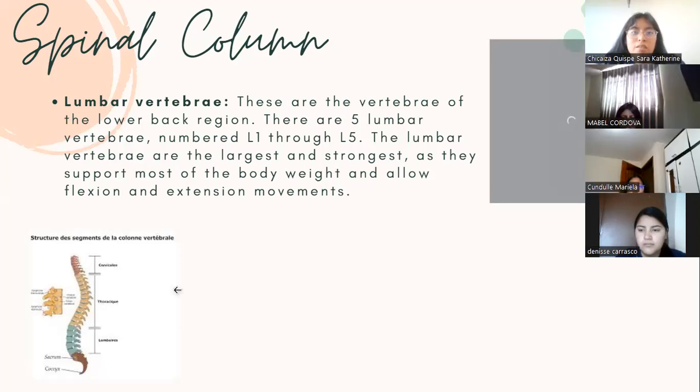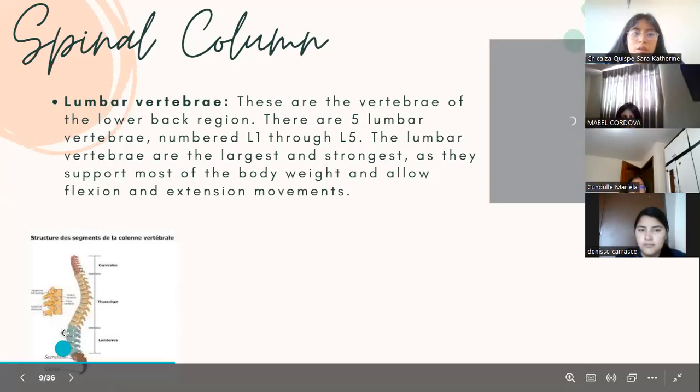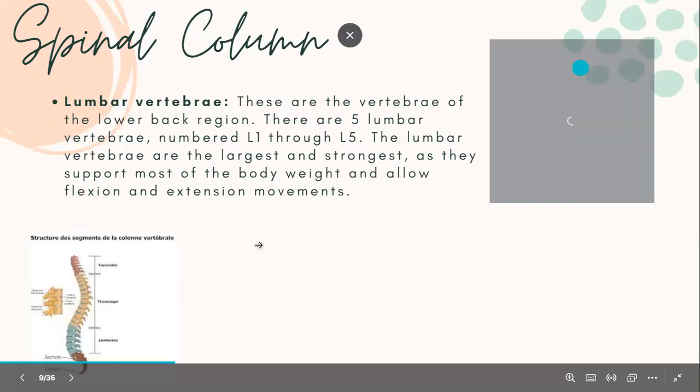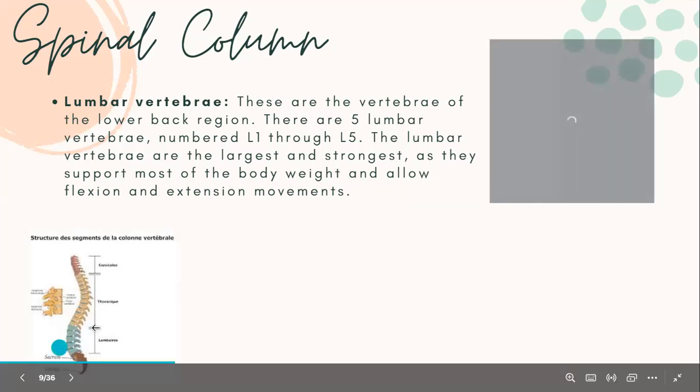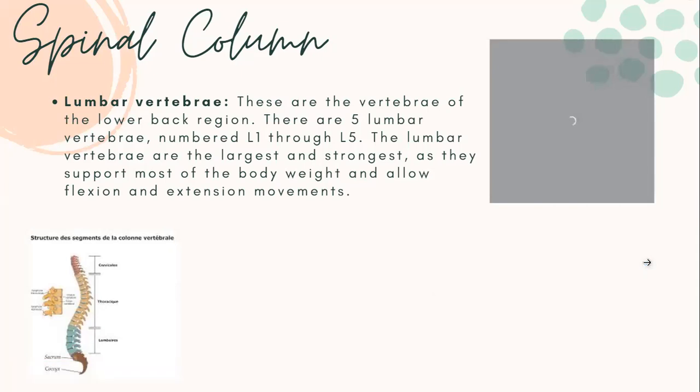Lumbar vertebrae. These are the vertebrae of the lower back region. There are 5 vertebrae, numbered L1 through L5. The lumbar vertebrae are the largest and the strongest as they support most of the body weight and allow flexion and extension movements.